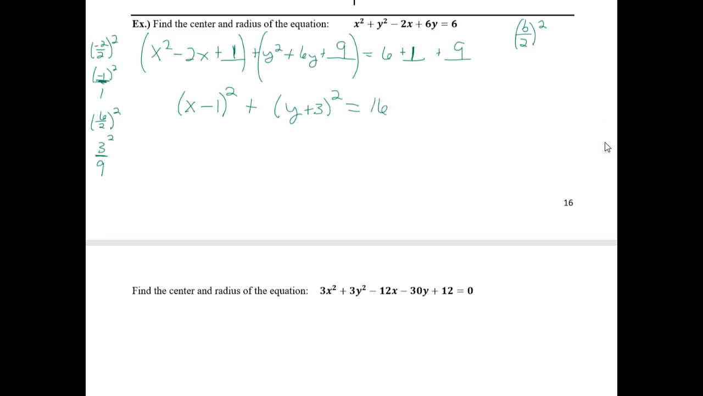Now that it's in standard form, we can pull out the center and the radius. The center will have opposite signs of our equation. So this was minus 1. The x value will be positive 1. And the y was positive 3. So that y value of our center will be negative 3. So our center is at 1, negative 3. And the radius will be the square root of 16, which is 4. And there you go. Why don't you try the next example?